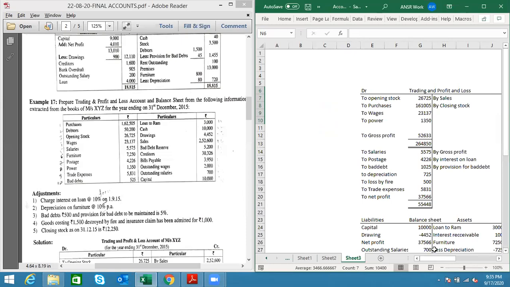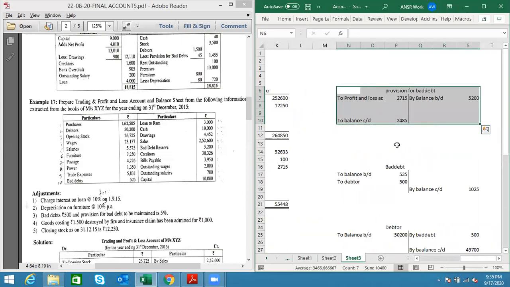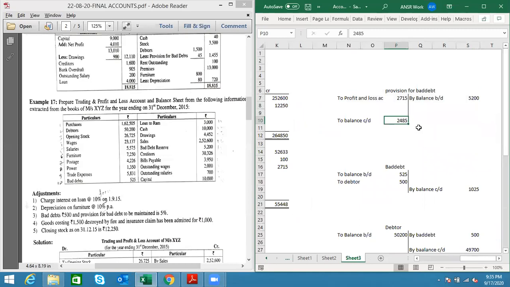Yes. Okay. So if I show you what is happening here, the balance is 2,485. And earlier we had 5,200. So the differential amount is going to the profit and loss account. So the entry is provision for bad debt account debit to profit and loss account. Do you see that? Provision for bad debt is reduced and the income is recorded.